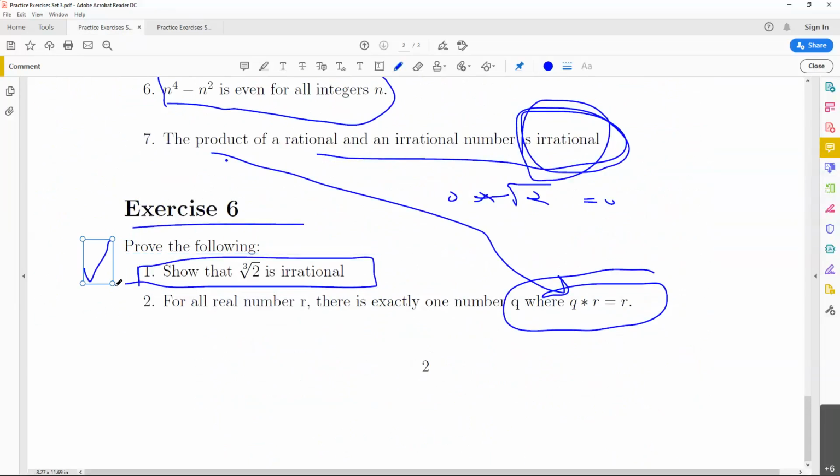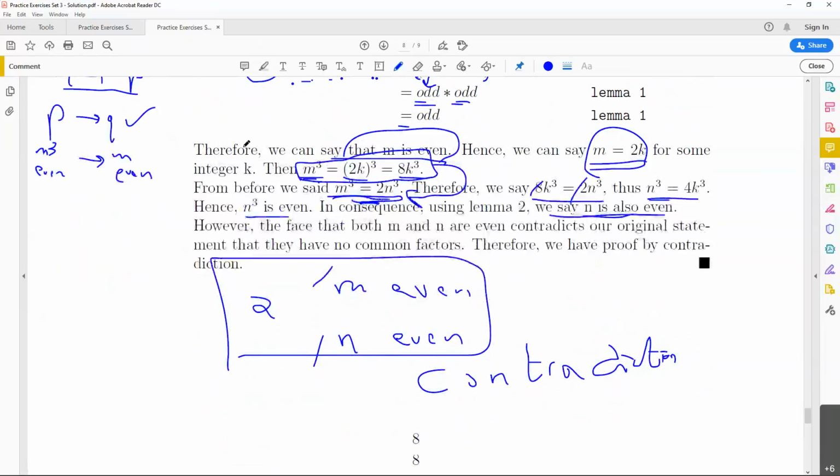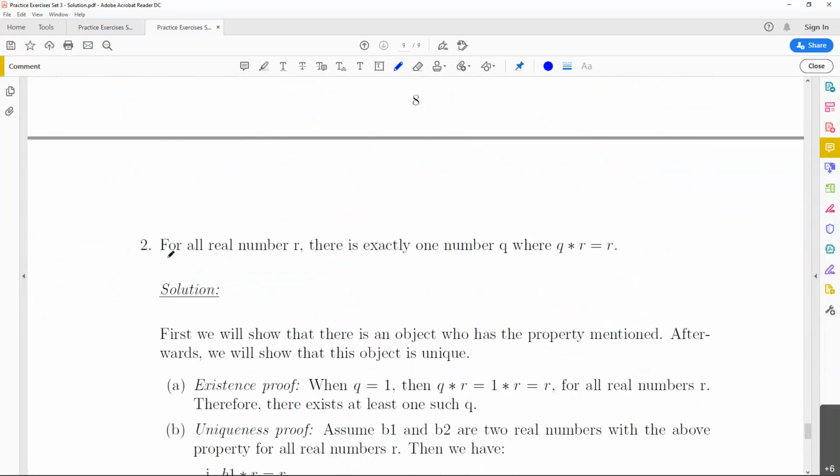Any problem with part one? Okay. I'll do part two quickly and then we'll open the floor if you have any questions. Part two is way easier. For all real numbers r, there is exactly one number q where q times r is r.